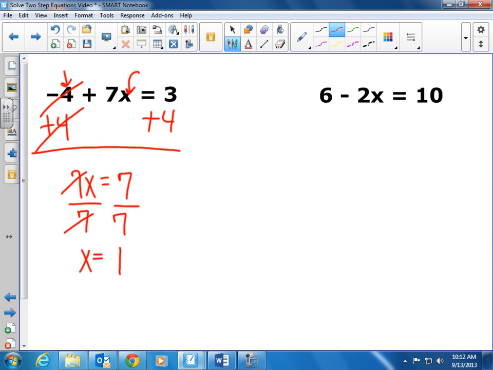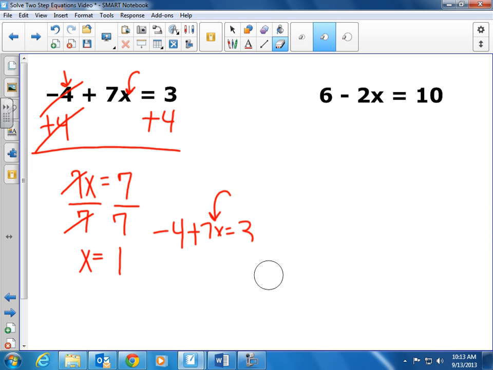What not to do? -4 plus 7x equals 3. We do not want to start with this term and divide by 7. You cannot do that, okay? You are going to be doing opposite order of operations here, which means normally we multiply and divide when following order of operations. But because we're solving for a variable, we're undoing all of those operations. We go in reverse order, okay? So I need to do my addition or subtraction before I do multiplication or division.